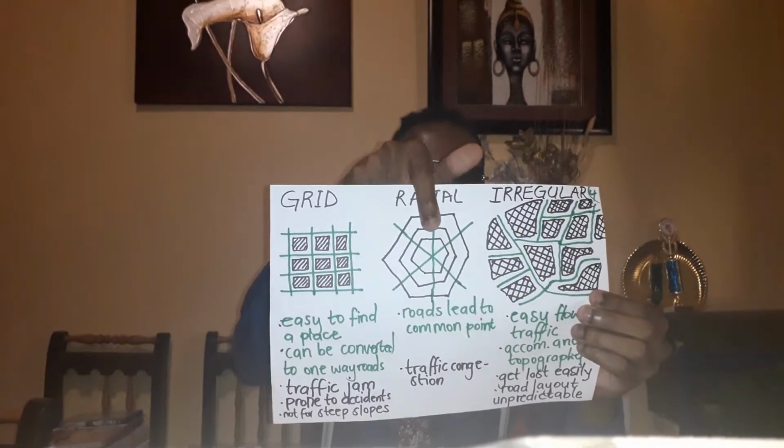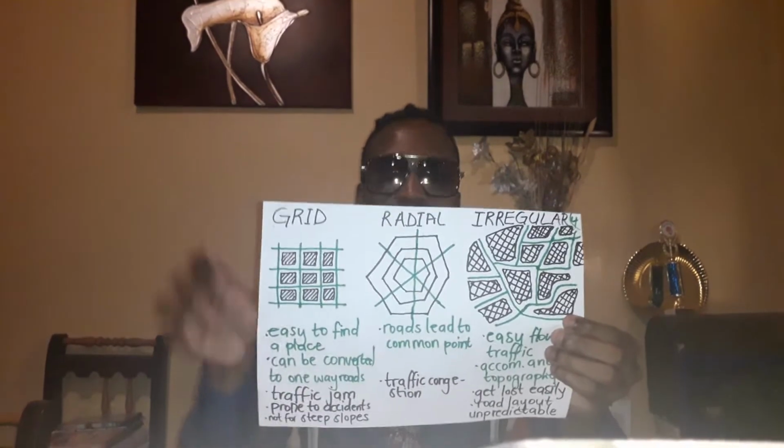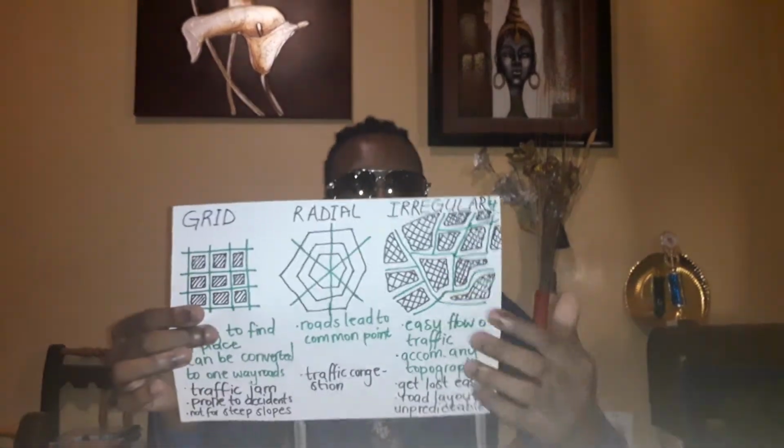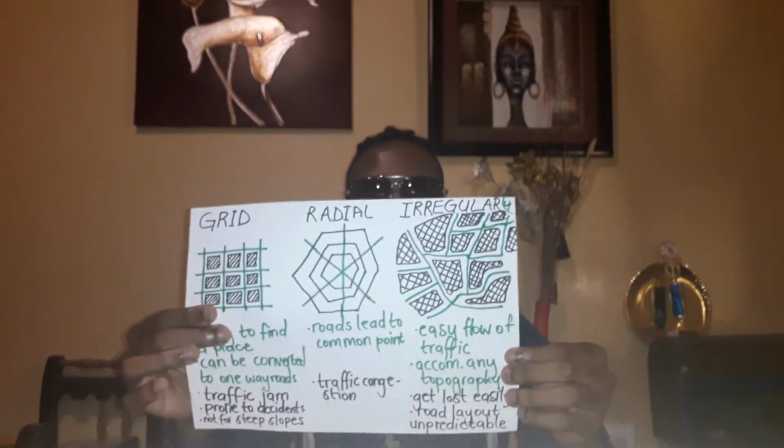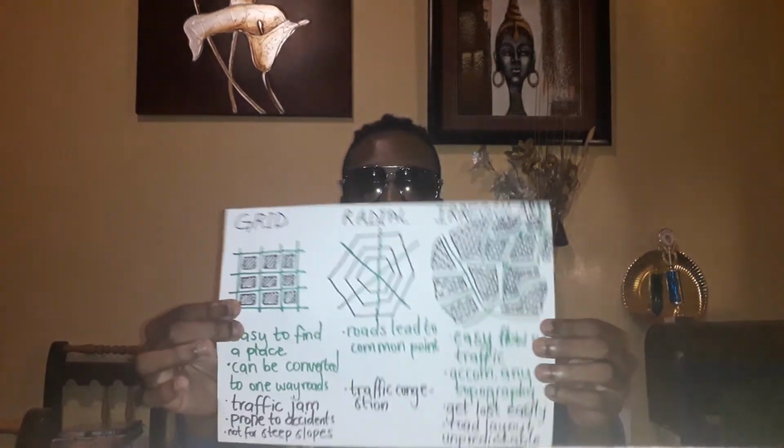We have the radial pattern. So simply think of the spider web. And we have the pattern that is referred to as irregular pattern. So what we're gonna do, we'll be looking at the advantages and the disadvantages of each pattern. Starting with the grid pattern, the pattern that has the roads that are intersecting at 90 degrees.